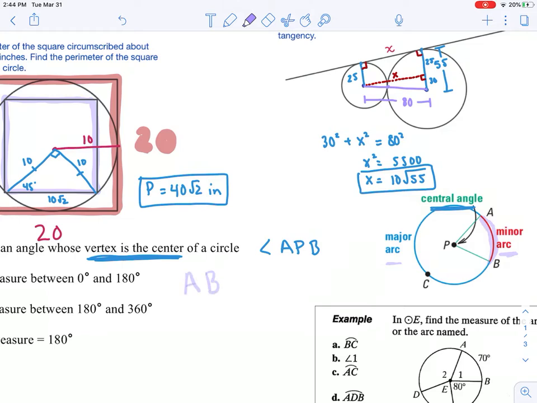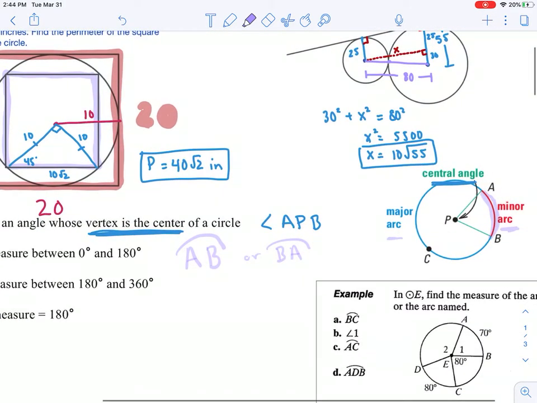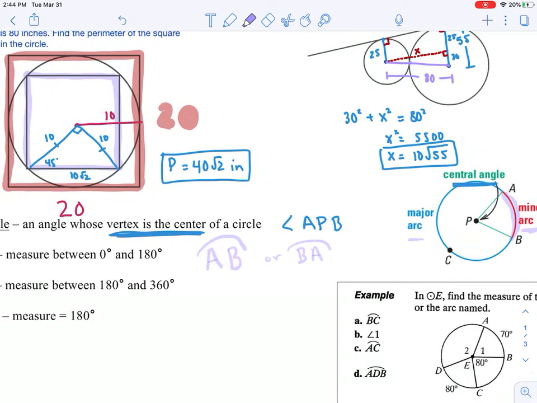So it is arc AB, and you draw that little arc on top. Starts at A, ends at B. You could call it AB, or you could call it BA. Same thing. Major arc, its endpoints are A and B, but I can't just say AB because then I would think of that little red arc. So to name a major arc, you have to have 3 letters.